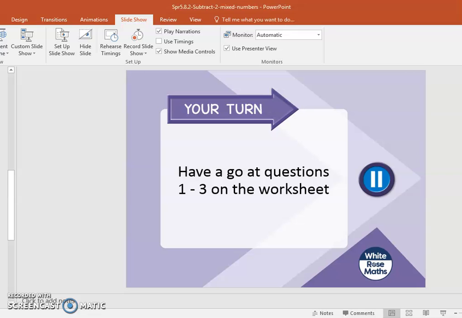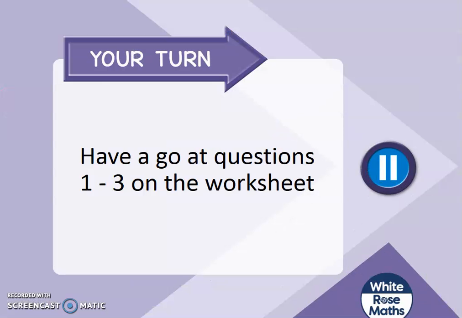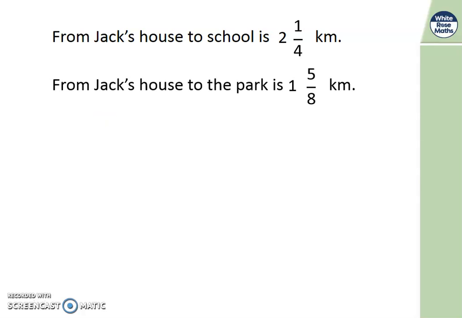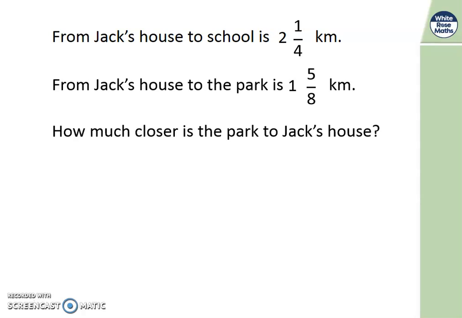Let's move our learning forward. From Jack's house to school is 2 1/4 kilometres. From Jack's house to the park is 1 5/8 of a kilometre. And I want to know how much closer is the park to Jack's house. Let's draw that as a bar model.